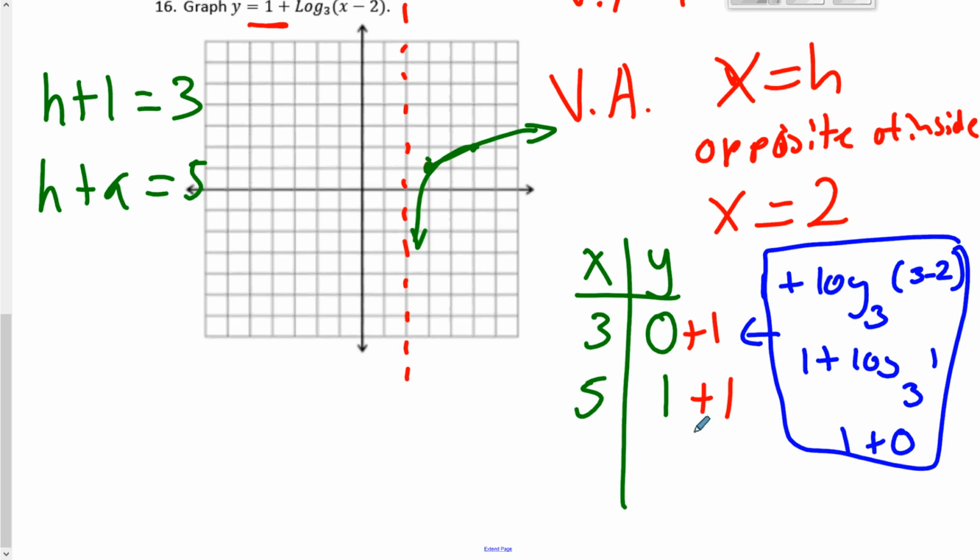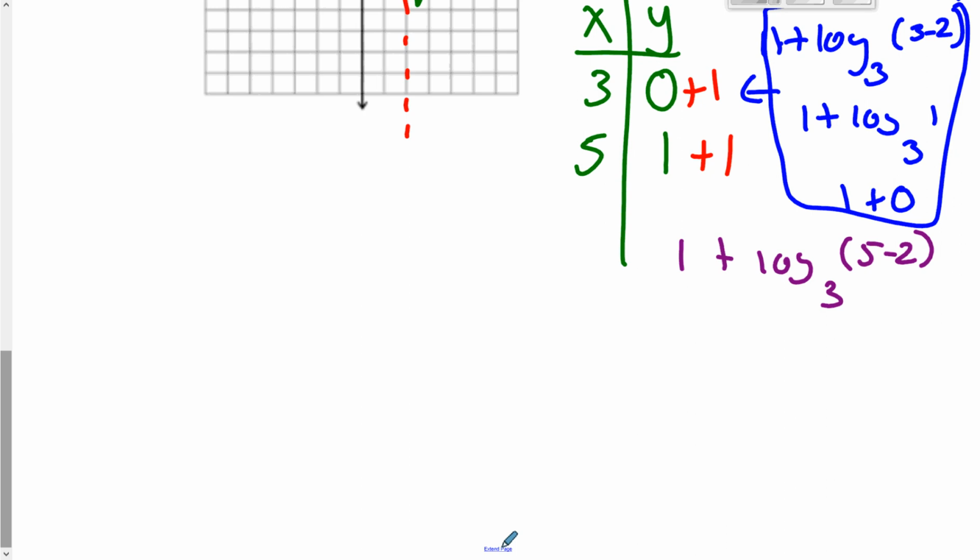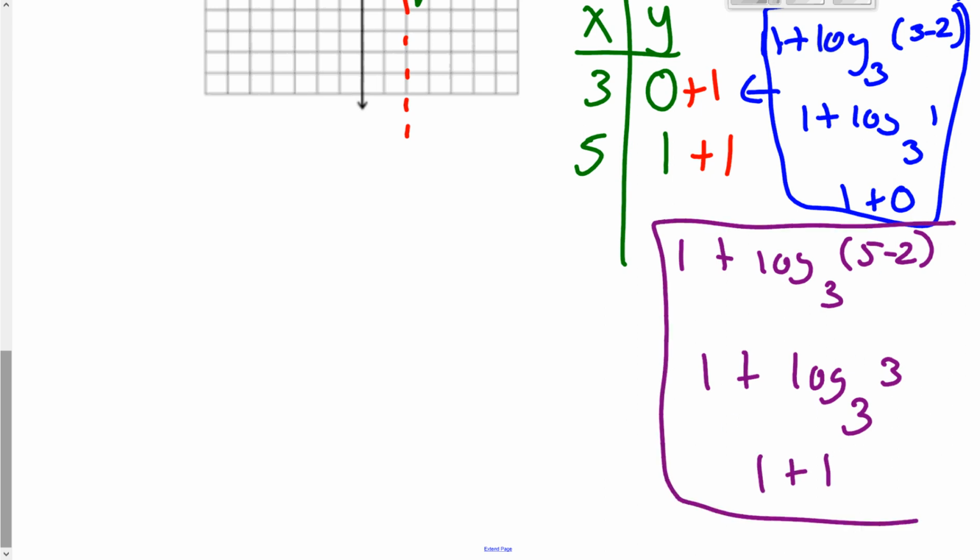And then this one would be taking 1. Oops, I erased that one. There. For those people that are just looking at the answer key, I want to make sure that it's kind of legible. So this one would be 1 plus log of 5 minus 2 with base 3. So that is 1 plus log base 3 of 3. And 3 raised to what is 3? That'd be 1. And then 1 plus 1 is 2. So that one goes to that one.